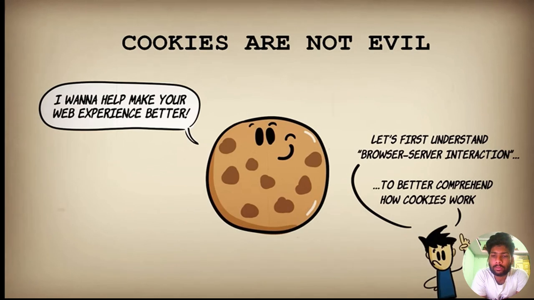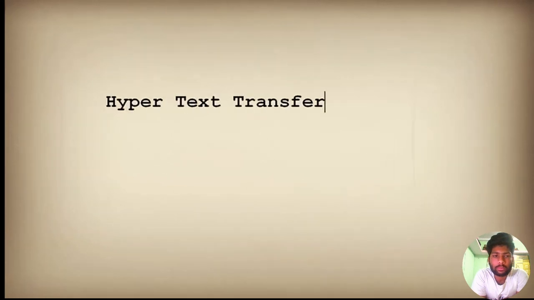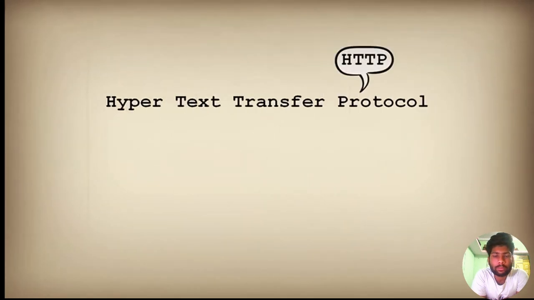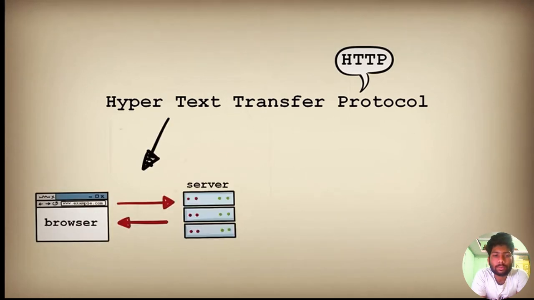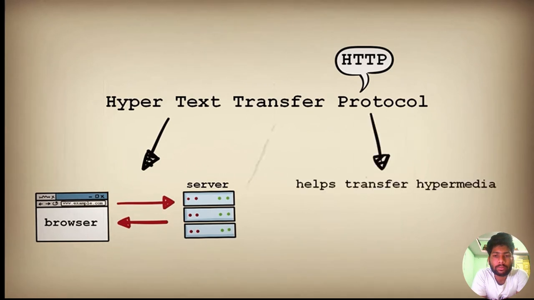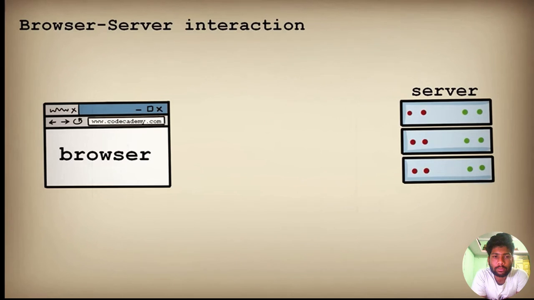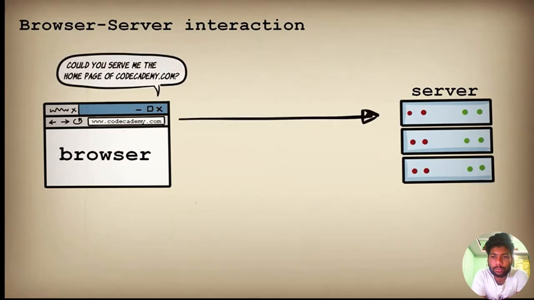Now, Hypertext Transfer Protocol, abbreviated as HTTP, is a set of rules that help a browser and a server talk to each other. It is this protocol or set of rules that helps in transfer of hypermedia on the web. Hypermedia basically constitutes your web page. When you type the URL of a website in your browser's address bar and press enter, you are essentially requesting the server of the corresponding website to deliver the website's homepage to your browser.